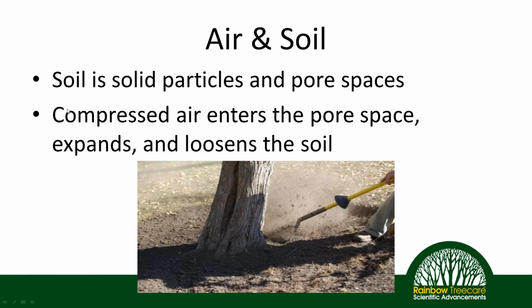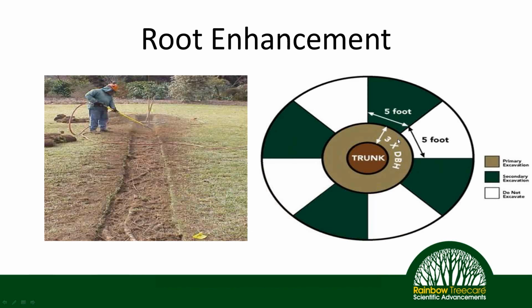So again, what this does is this flows compressed air, it breaks up the pore space, expands and loosens the soil. Now, if we look at root enhancement, ideally we'd want to decompact around the entire critical root zone. Now, of course, we know that is not practical in many situations. So at the minimum, we're going to want to break up an area that's about 3 times the diameter of the trunk.